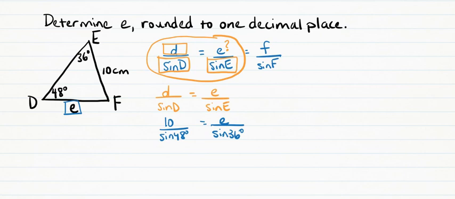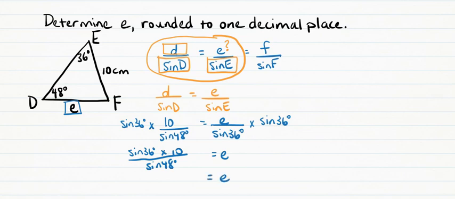So in order to solve for e, I need to get rid of this sine 36. So we multiply this side by sine 36. And that means that we have to do the same calculation on the other side of the equation. So we also multiply this side by sine 36. So now I have that side e is equal to sine 36 multiplied by 10 divided by sine 48 degrees. So we want to type that calculation into our calculator all at once so that we don't have to round anything other than our final answer.